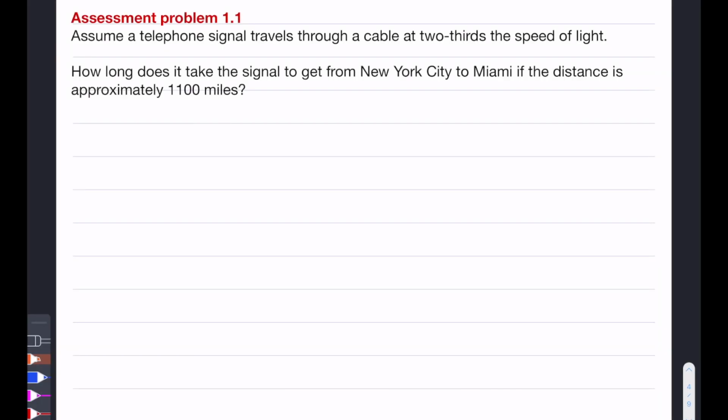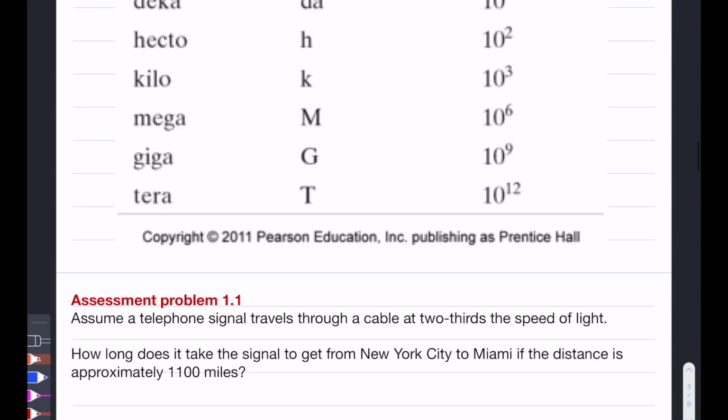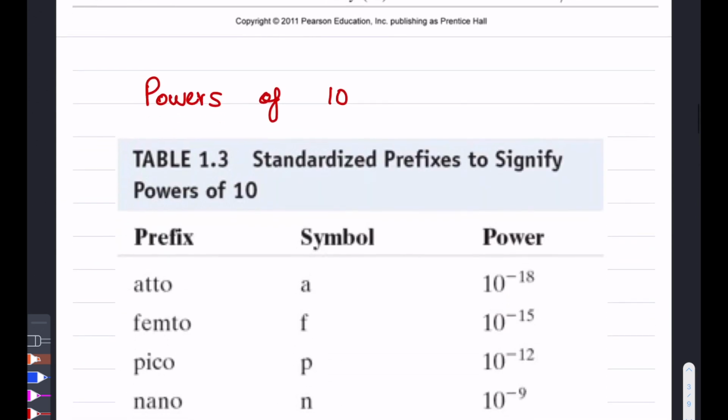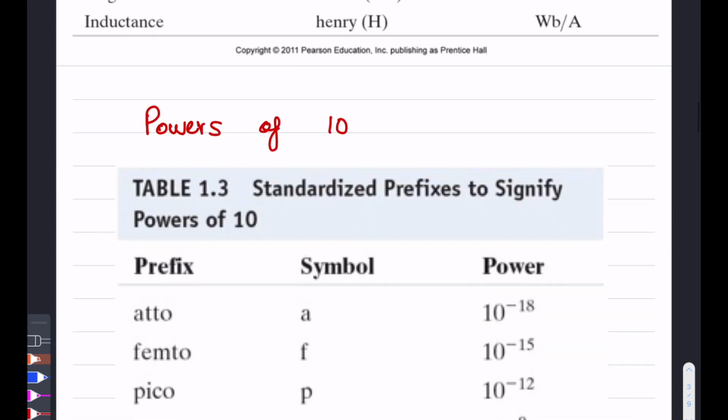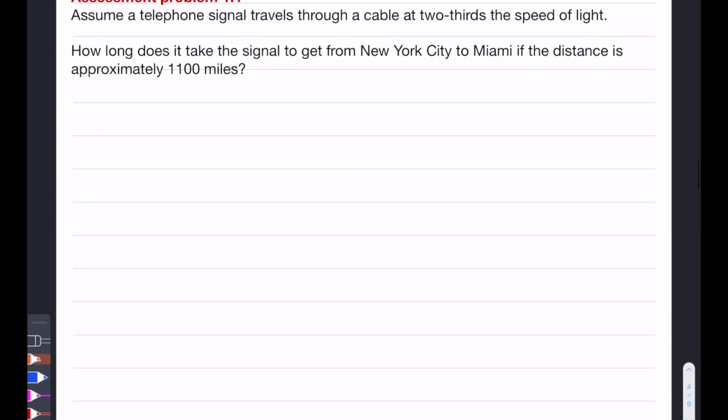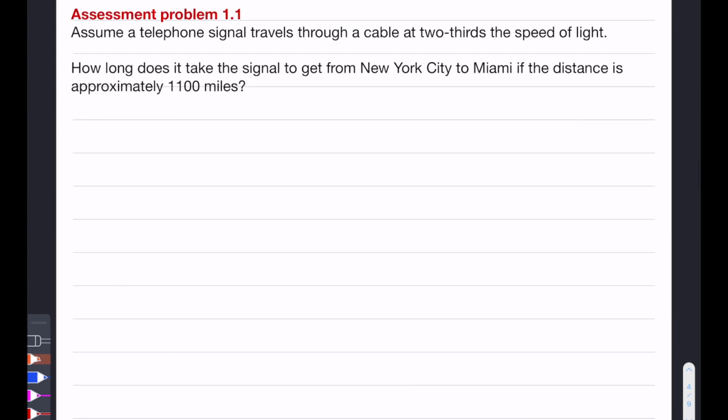Alright, let's solve a couple of very simple problems based on the International System of Units, SI units, that we just saw earlier. So let's use these powers of 10 and see how we can apply them in a very simple problem. Assessment problem 1.1 from the textbook.